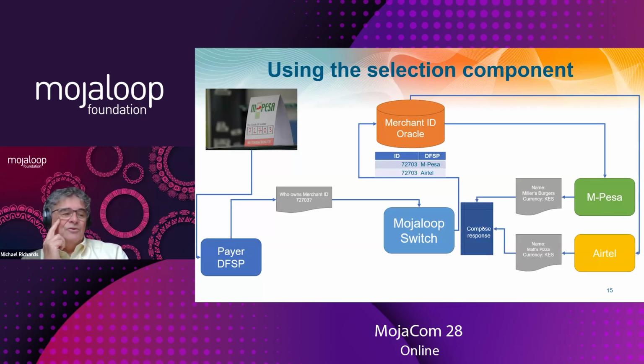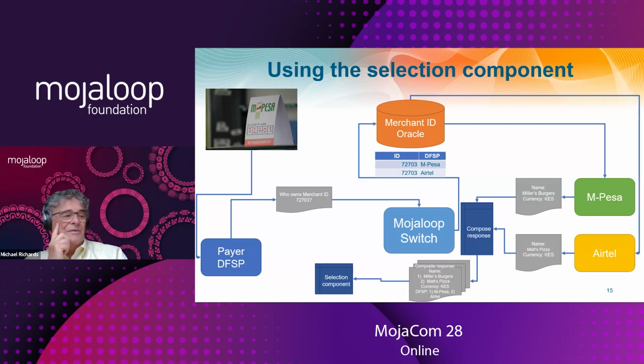They both now go to a component in the switch which composes a response. And that produces a composite response, which says we have two items, either Miller's Burgers or Matt's Pizza, with different DFSPs, but the same currency. And this now goes back to a selection component. The selection component removes one of the responses and sends it back to the payer DFSP.